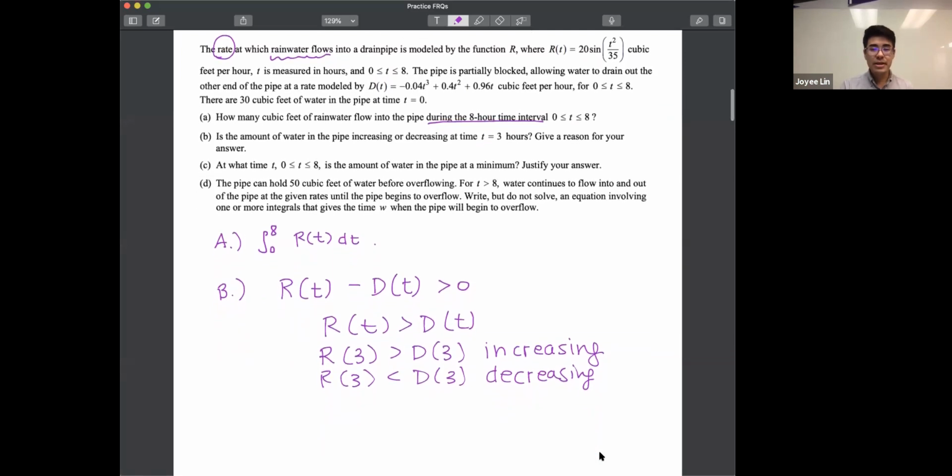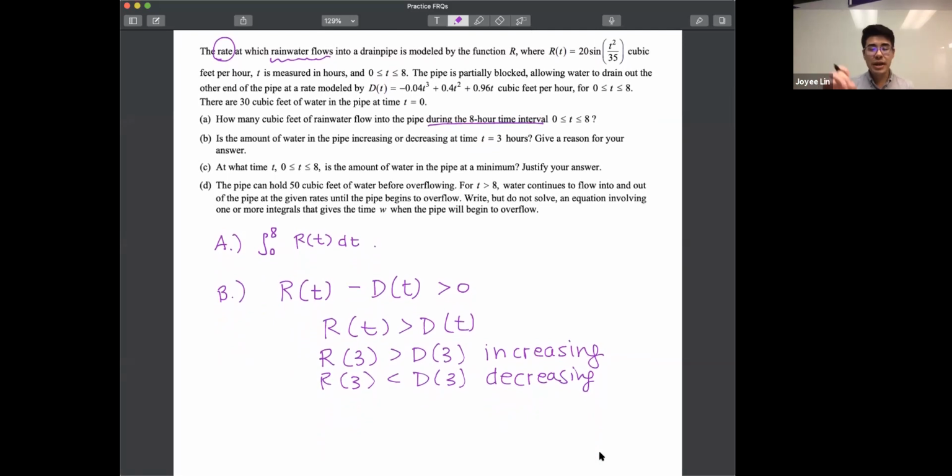Take a look at part C. Part C says, at which time between 0 and 8 is the amount of water in the pipe at a minimum? Justify your answer. Can y'all write the process of how you would answer this question without giving me actual numbers? How would you answer part C?